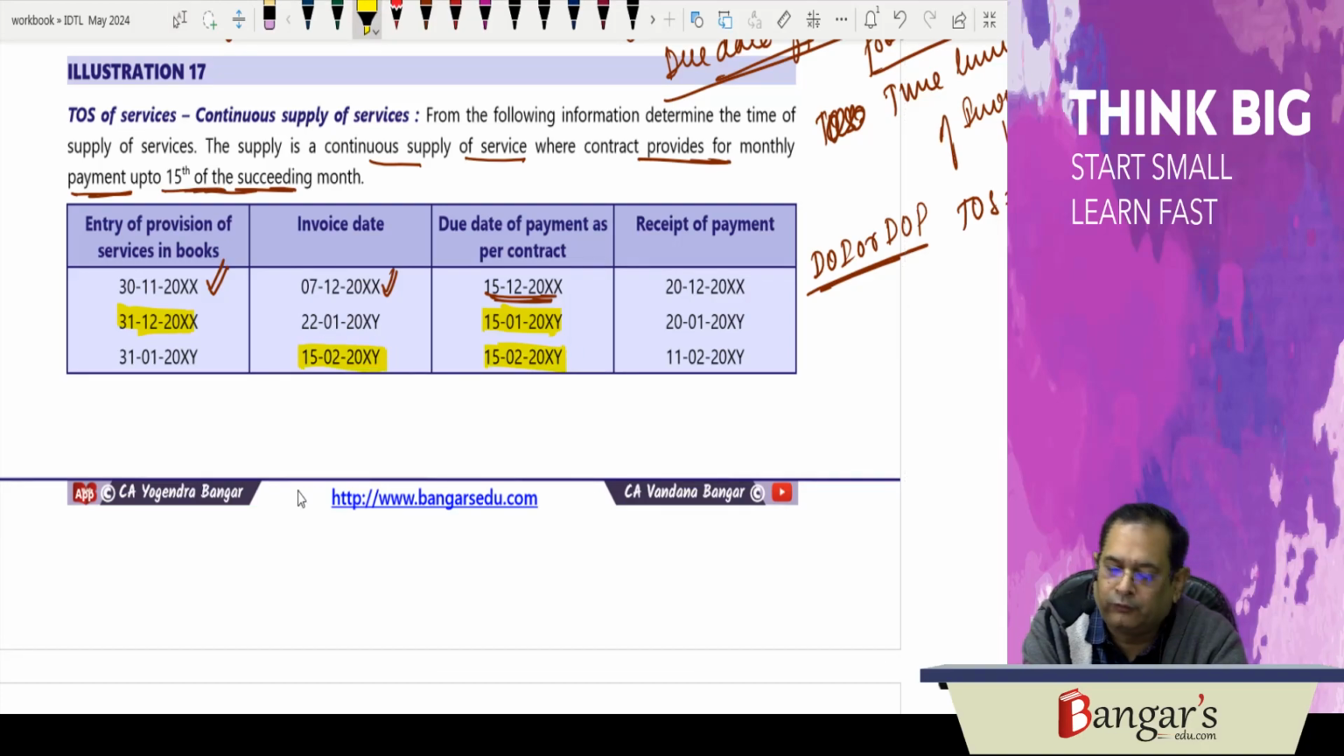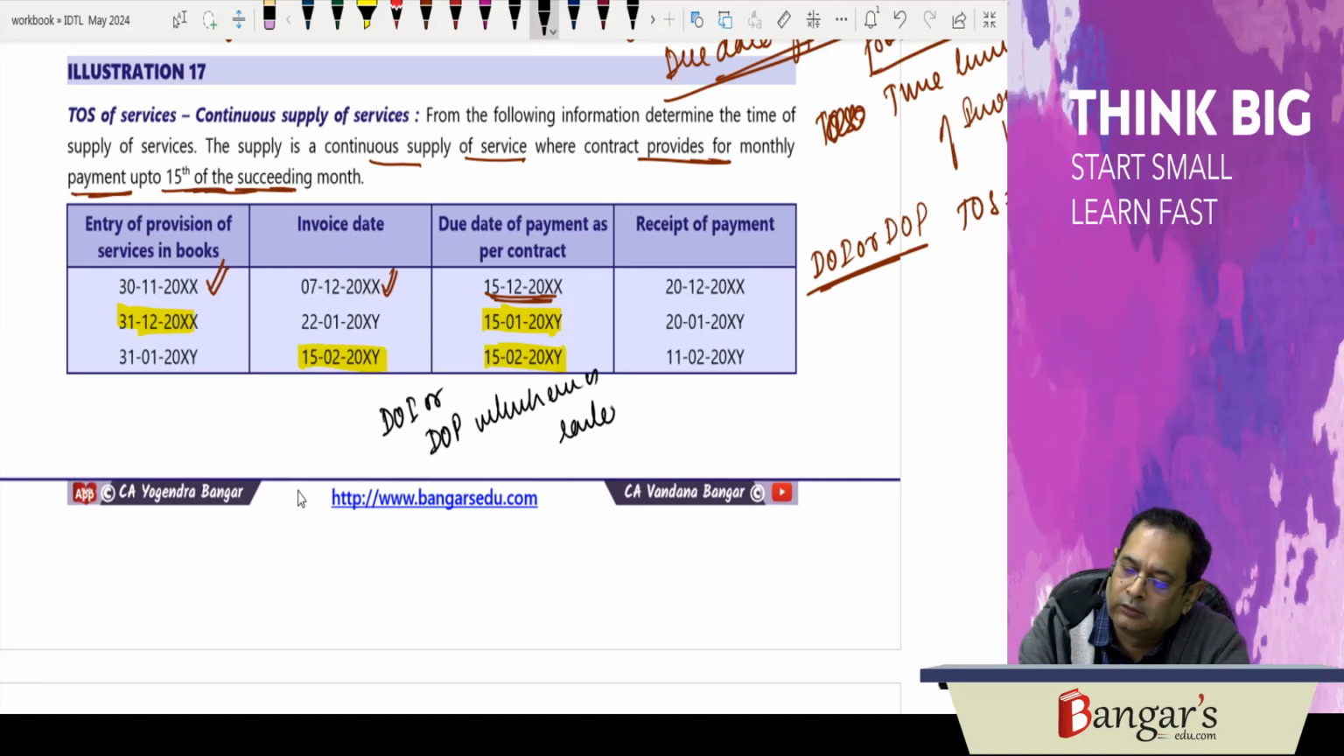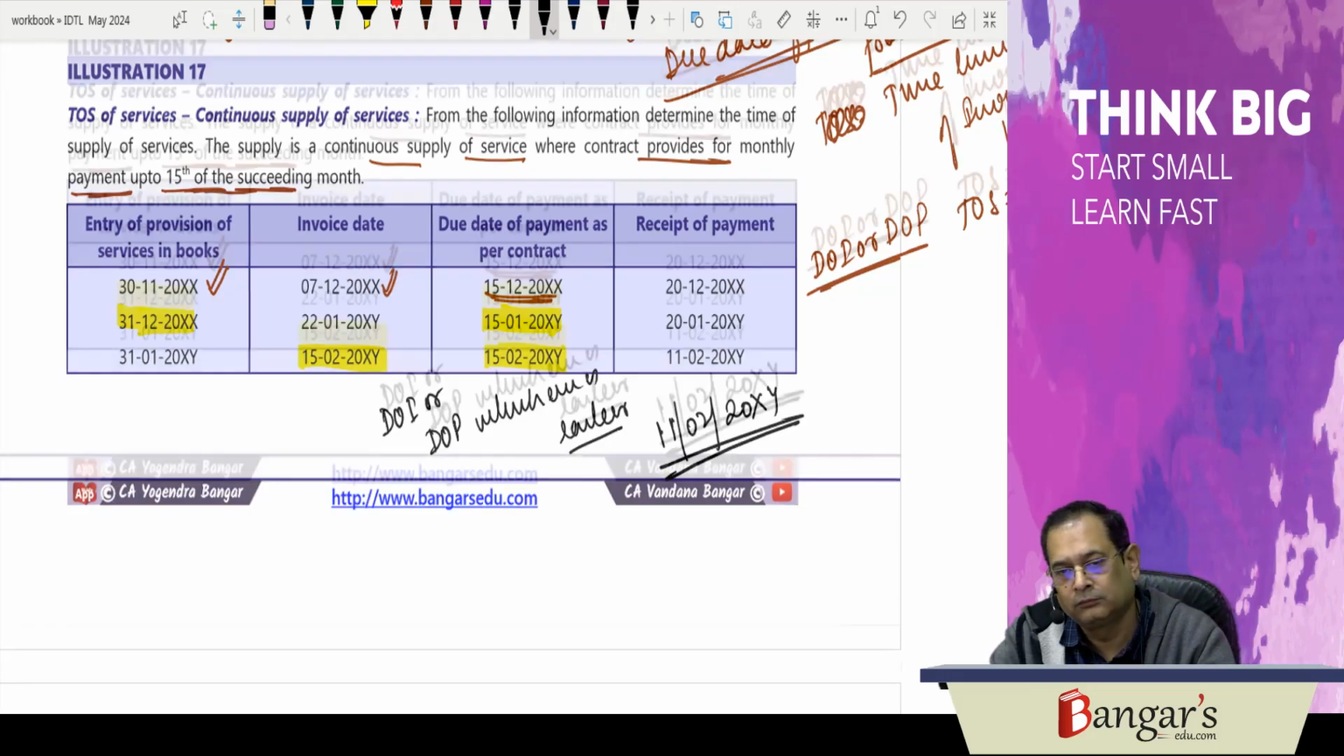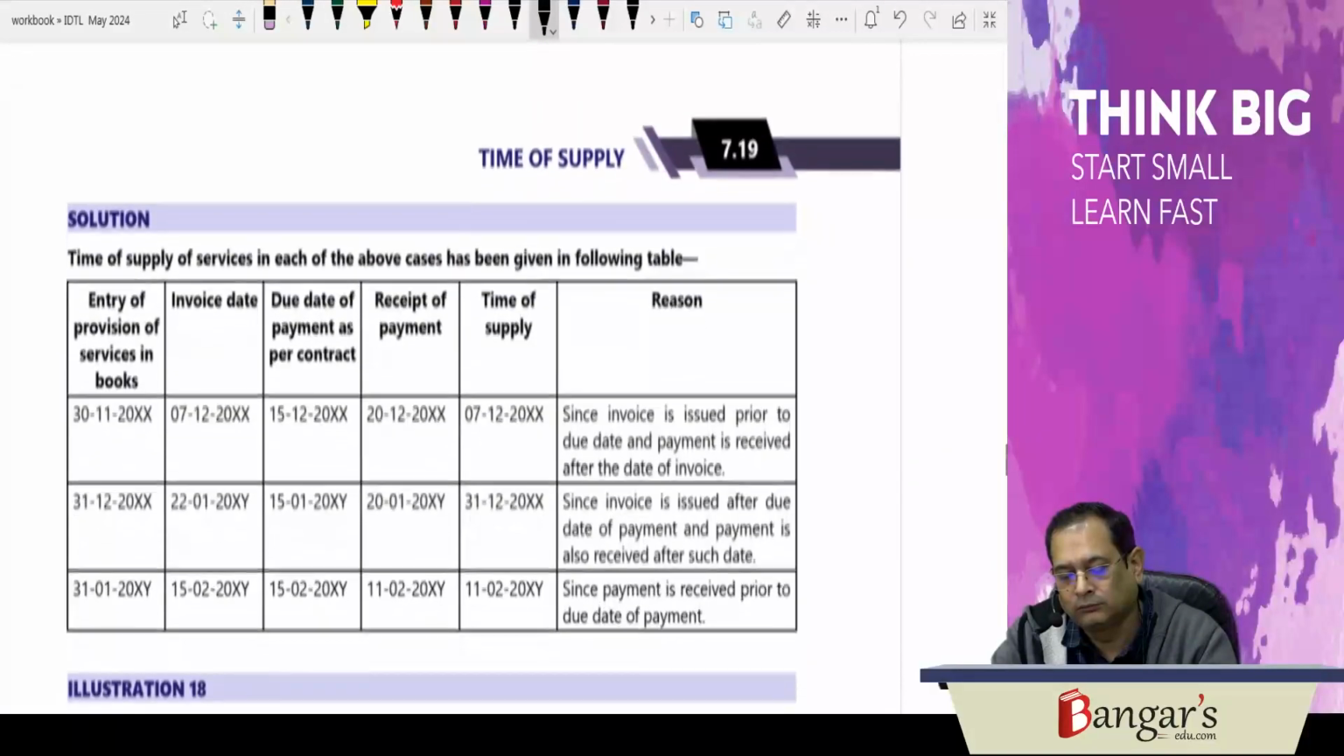Then in the last case, the due date is 15/2. Invoice date is also 15/2. So the invoice has been issued within the time limit. So it will be date of invoice or date of payment, whichever is earlier. So it will be 11/2. Okay.